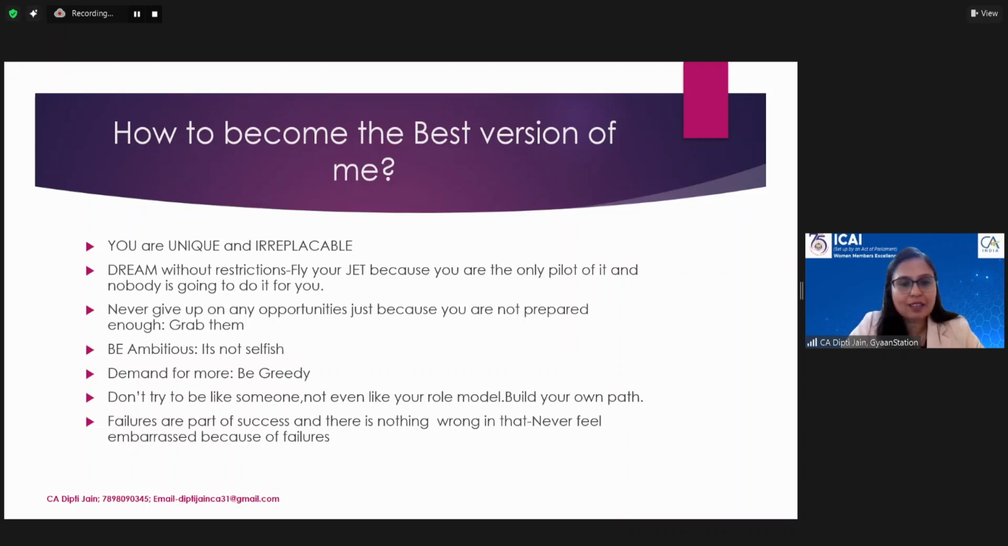Okay. Failures are part of success, and there's nothing wrong in that. Never feel embarrassed because of failures. We are chartered accountants, who have seen failures better than us. The number of attempts, the failures, एक group रह गया, दूसरा नहीं है, one exemption, 3 subjects pending. We all have seen failures, and failures, friends, it's okay. Failures are part of success. It's part of learning.